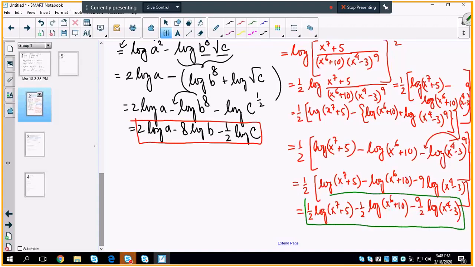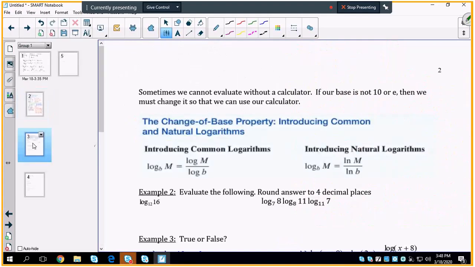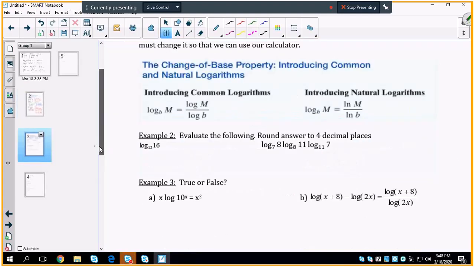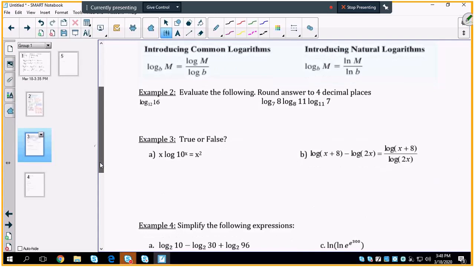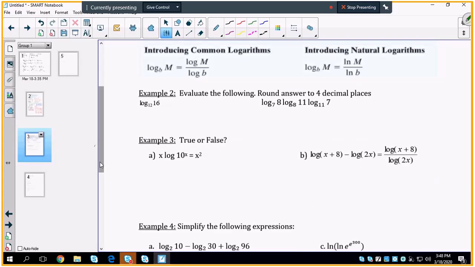Let's see what else we can do. We'll go to our next page. This is talking about the base change formula. So if you have log of m to the base b, you can either write it as log of m to the base 10 over log of b to the base 10. And because they're common log, I did not write the bases. Or I can go ahead and say that this is natural log of m over natural log of b. They're precisely the same thing.